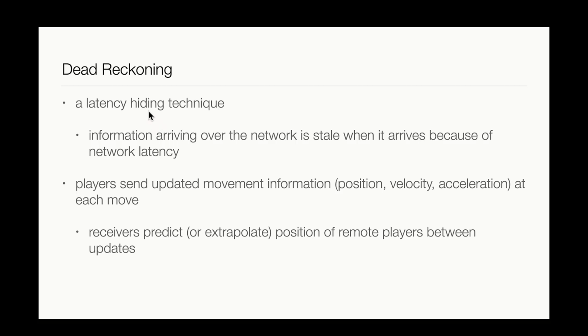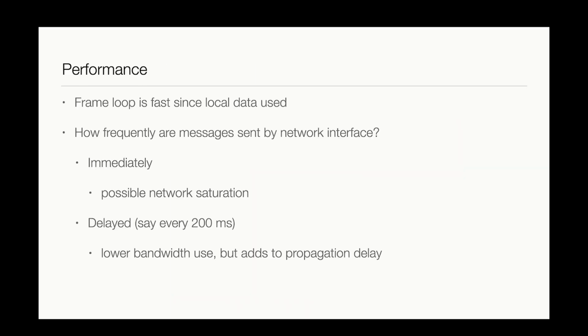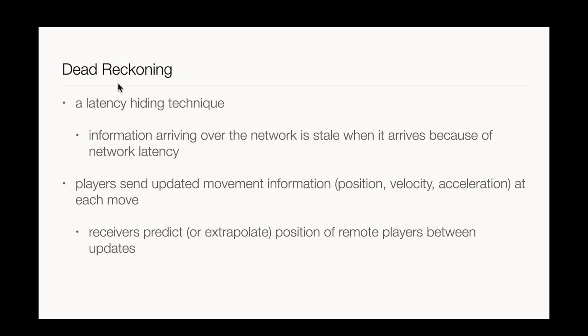Okay, so one way to deal with the fact that you're sending updates infrequently is that your clients can guess at where the position of the other players are, instead of waiting for the server to tell them where the other players are. Right? And so there's this technique called dead reckoning, which you can use to hide the fact that there is latency occurring. Right?